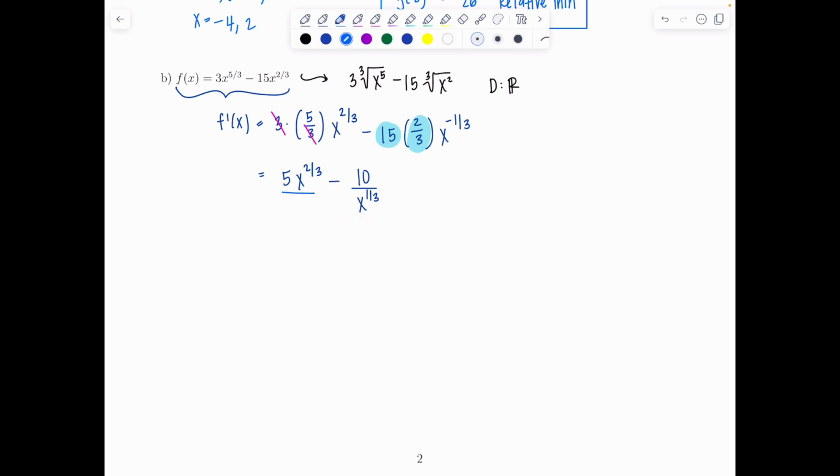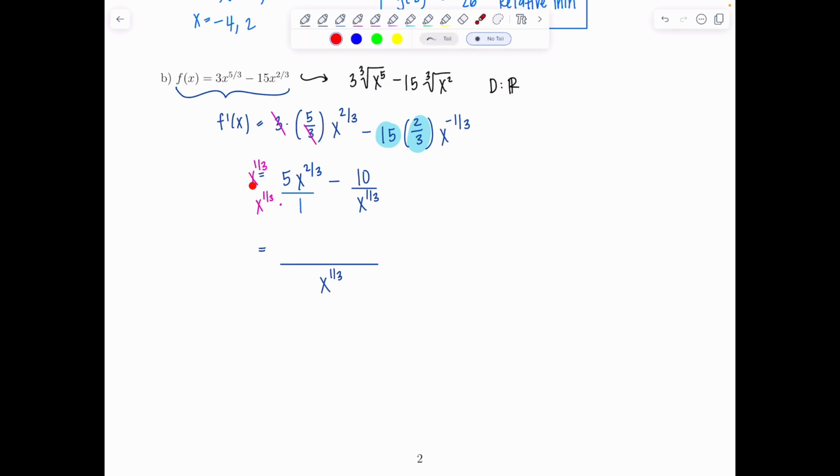Remember, this 5x to the 2/3 is just over 1. So my common denominator is going to be x to the 1/3. I'm going to multiply that on the top and bottom since 5x to the 2/3 is missing that. And then this is going to be just fabulous. Watch this. So we've got x to the 1/3 in the denominator.